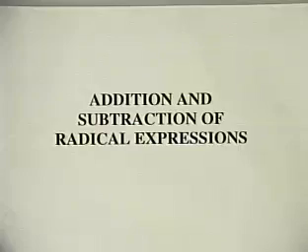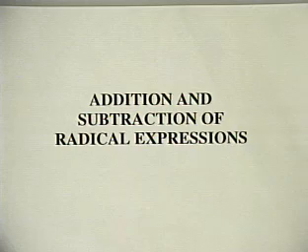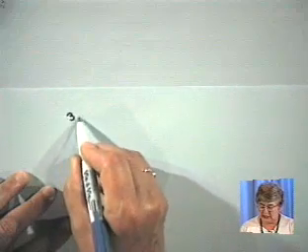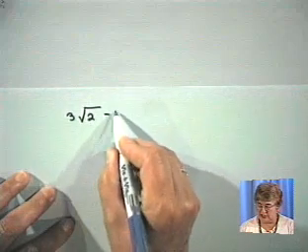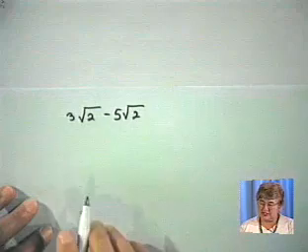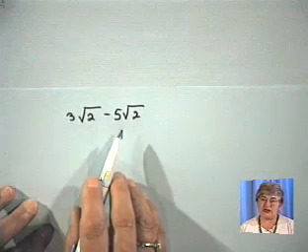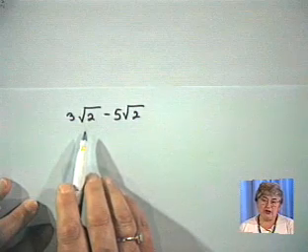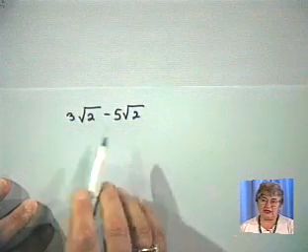For this part, we're going to be working with addition and subtraction of radical expressions. The nice thing about this topic is that it's nothing new, really. If we have, for example, the problem 3 times the square root of 2 minus 5 times the square root of 2, the whole problem becomes just looking at whether or not we have like terms, and like terms in this case with radicals is determined by whether they have the same radical to the same index.